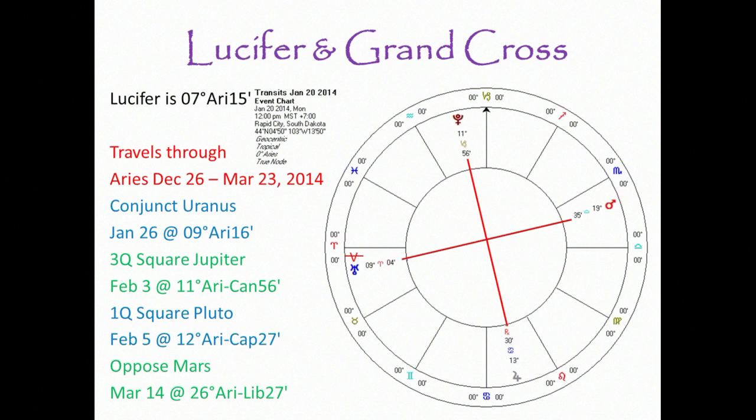And then 2 days later, it makes a first quarter square to Pluto. So that T-square with Lucifer will be real tight at the beginning of next month, just a few weeks away. We can be feeling this influence already. Lucifer making a first quarter square to Pluto, we can lose our courage in really trying to move forward and take charge of our life.